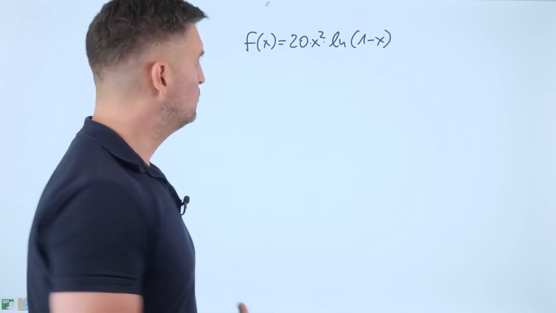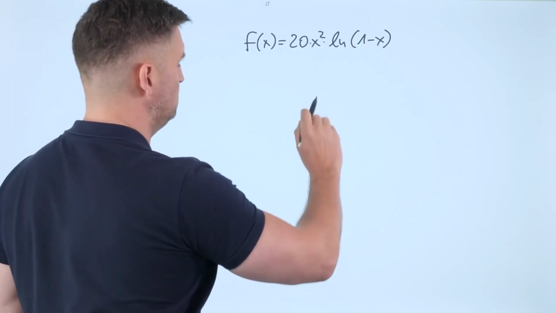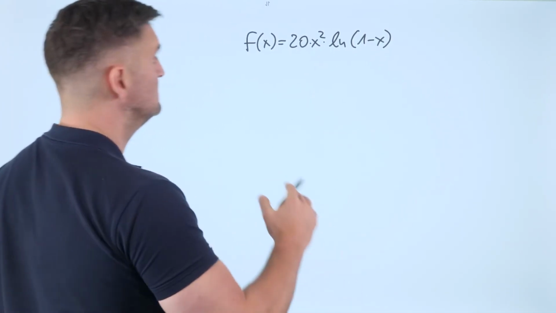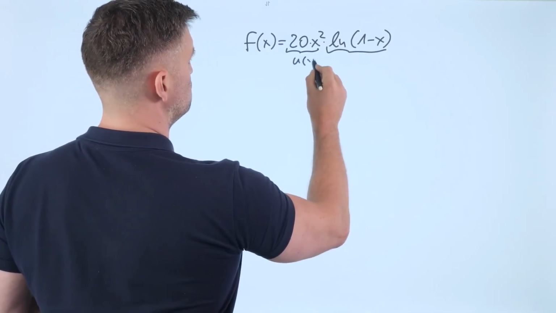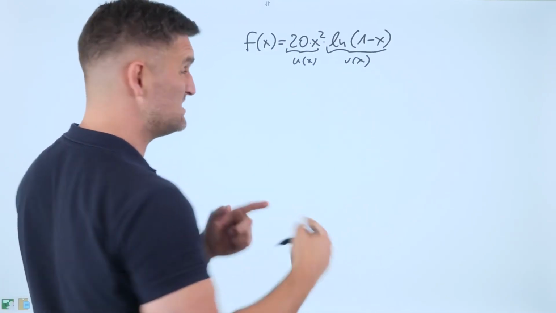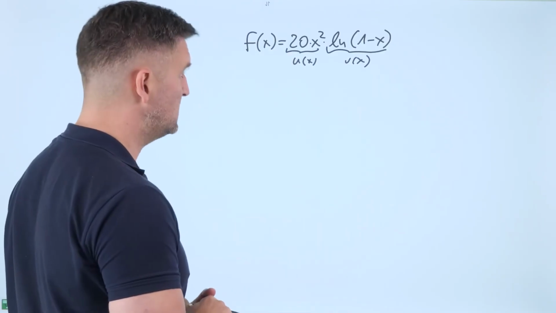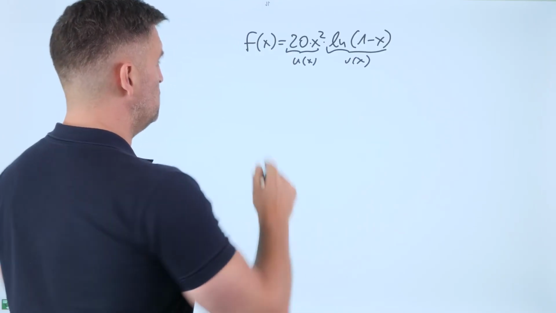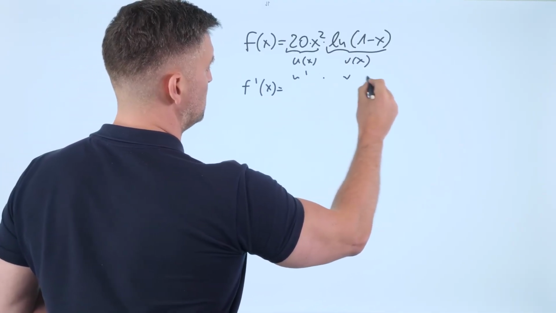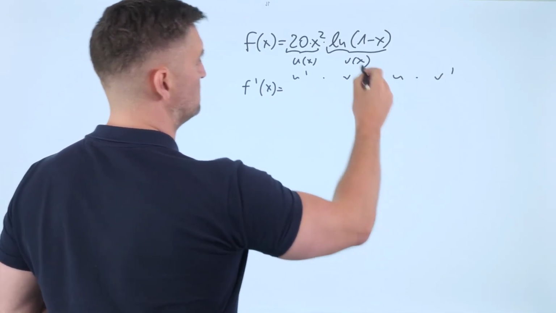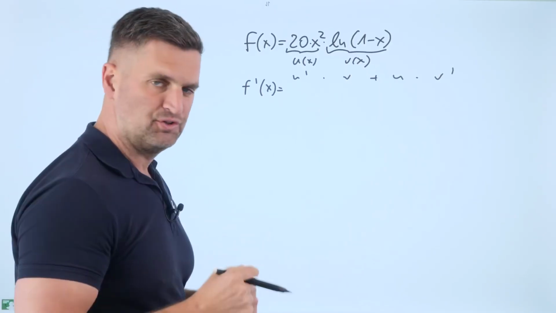Yes, a worked example with ln, spot the pattern and you're good. You can see here the combination of a u part and a v part. That means basically we need the product rule for differentiation. And the approach is then f prime of x equals u prime times v plus u times v prime. And when we differentiate v, there we have a chain rule.